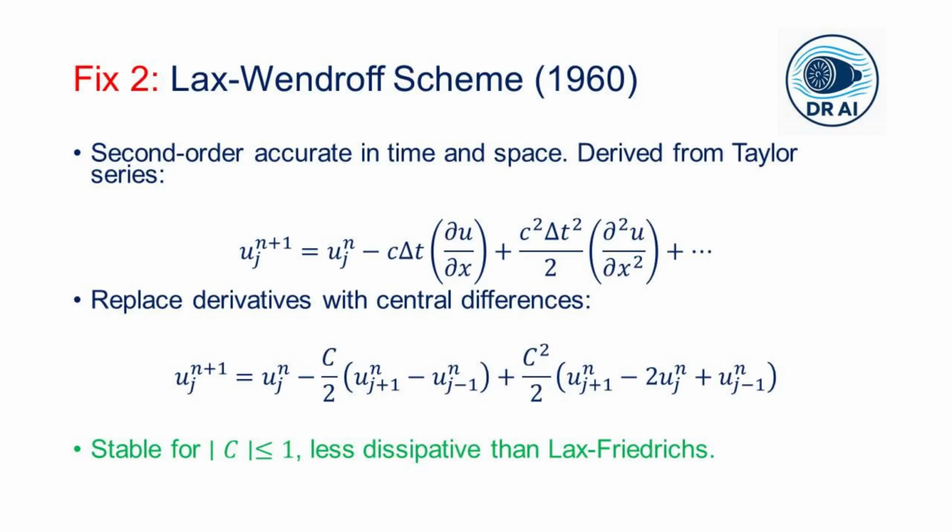For the second derivative, we can write the equation likewise on this slide, and now substitute these into the Taylor series. We can get the equivalent finite difference equation, and by replacing the spatial derivatives with central derivatives and using this c value, which is the Courant number equal to c delta t over delta x, we can get the final form, which is the Lax-Wendroff scheme. It is stable for the modulus of c less than or equal to 1 and much less dissipative than the Lax-Friedrichs, though it can still produce oscillations near sharp gradients.